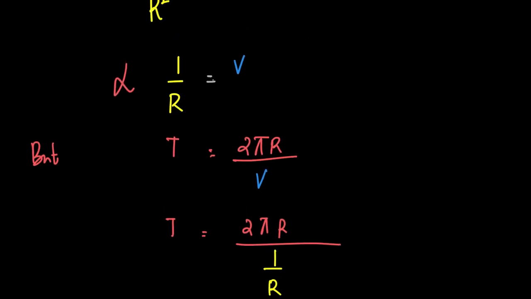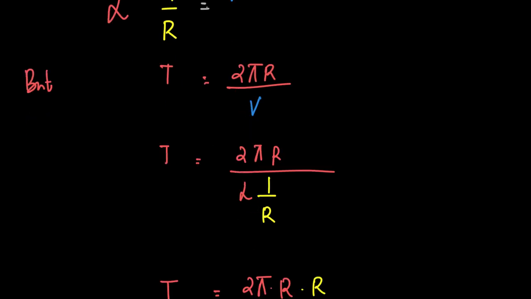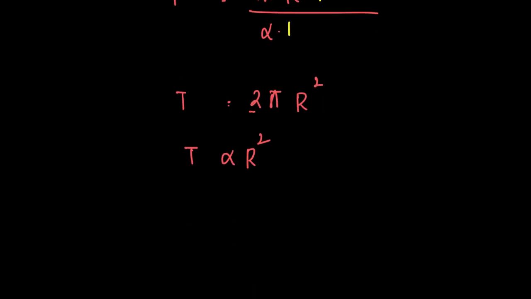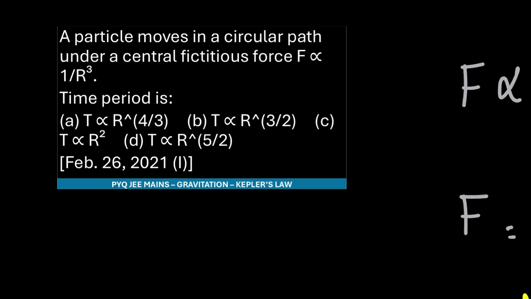Well, actually, if you were to write this in a better way, this should be 2 pi r square divided by alpha. Now 2 pi by alpha is a constant here. So this becomes T is equal to another constant, say constant A, times r square. Now if T is equal to A times r square, it means that T is proportional to r square, which gives us the answer as option C.